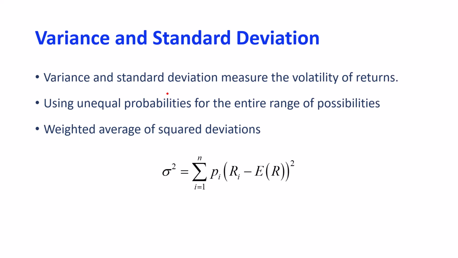As you know, we measure risk by variance and standard deviation, mostly by standard deviation, because variance is in square form, but the standard deviation is in percentages, so it makes sense to focus on standard deviation.